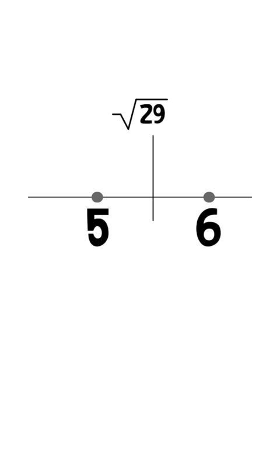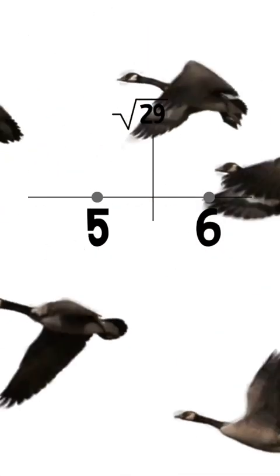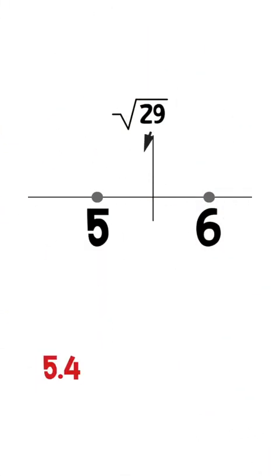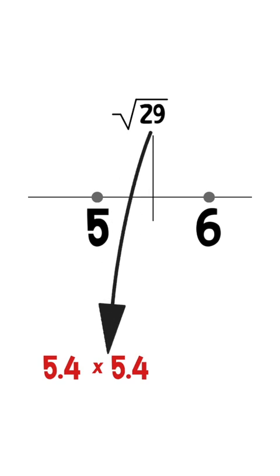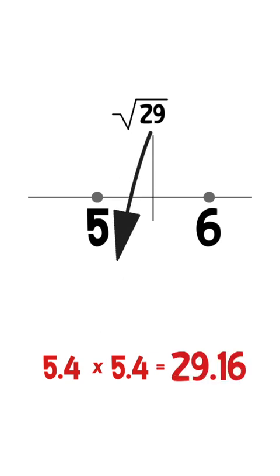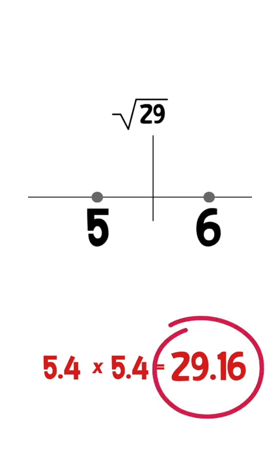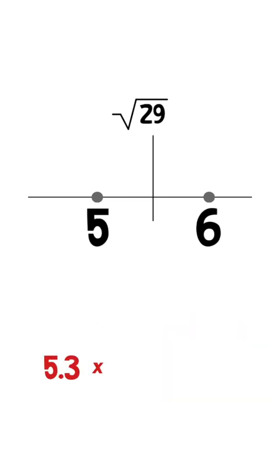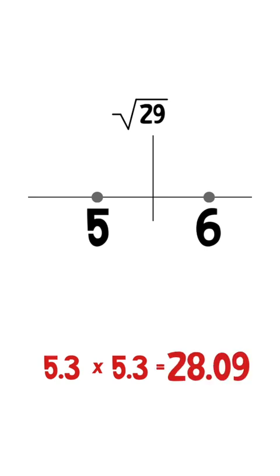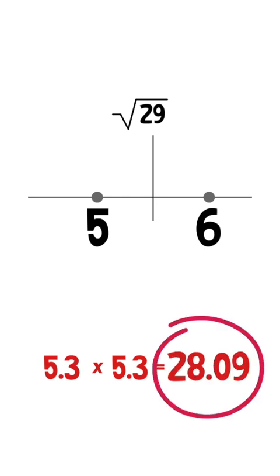Okay, so time for some more wild guesses. Let's see if 5.4 times itself is closer to 29. Okay, let's try it, Ziggy. 5.4 times 5.4, 29.16. It's too big. So let's go down a smidge. Let's try 5.3. 5.3 times 5.3 is 28.09. It's too small.